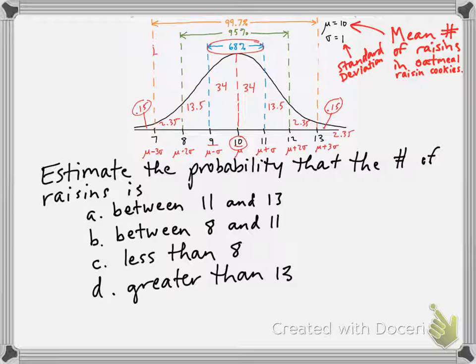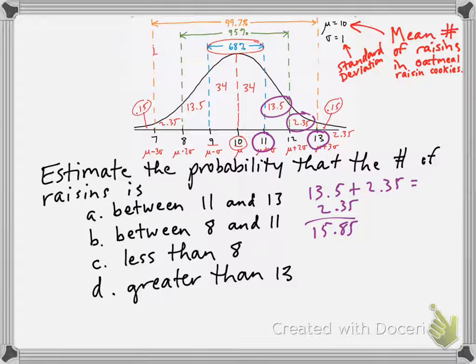If we want to estimate the probability that the number of raisins is between 11 and 13, you find 11, you find 13, and then you add the two numbers in between. So that would be 13.5 plus 2.35, and that equals 15.85. So we would say 15.85%.